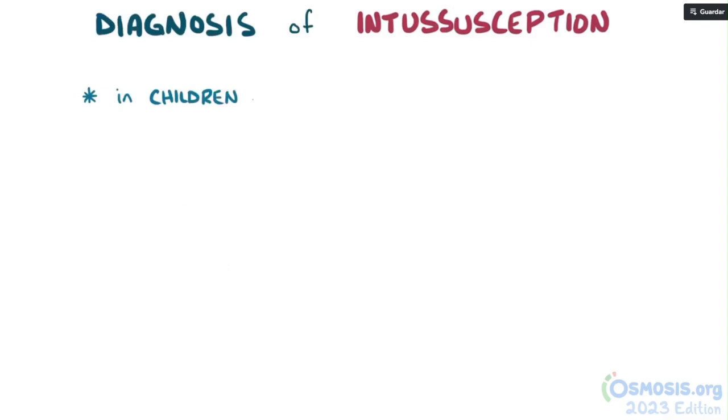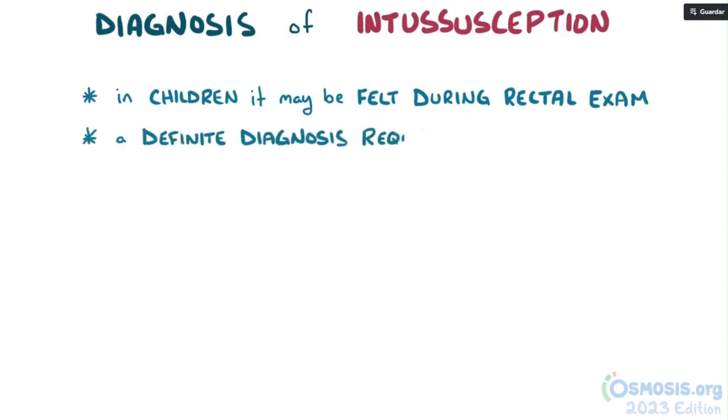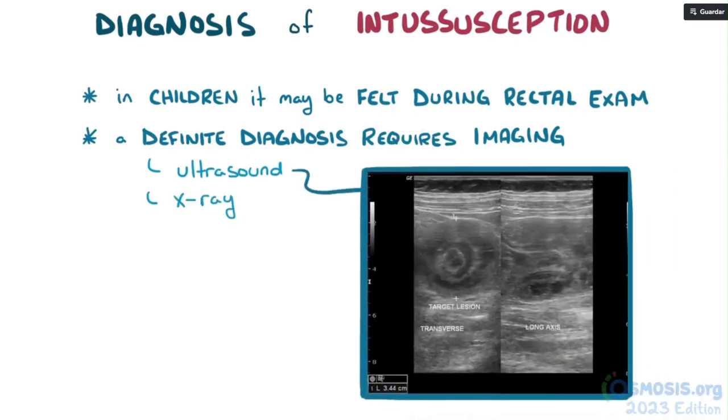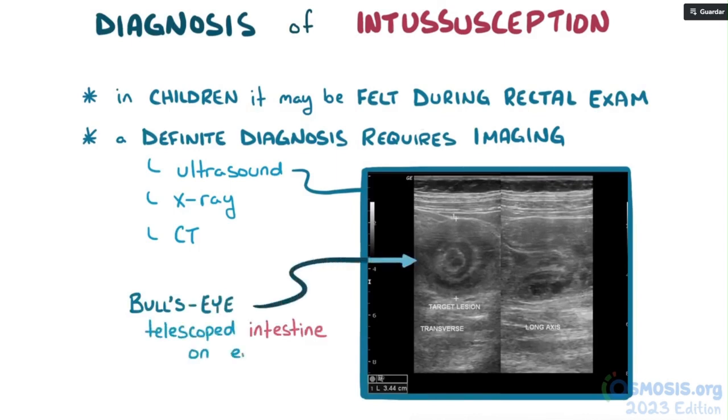In children, intussusception can sometimes be felt by finger while doing a digital rectal examination, but a definite diagnosis often requires imaging techniques. An ultrasound, X-ray, or computerized tomography, or CT scan, can reveal a classic bullseye, which represents the telescoped intestine shown on end, as well as signs of intestinal obstruction.